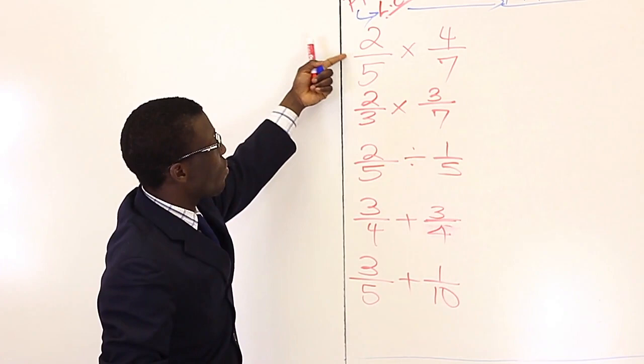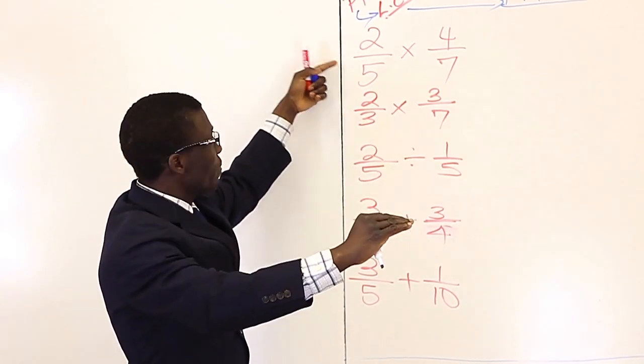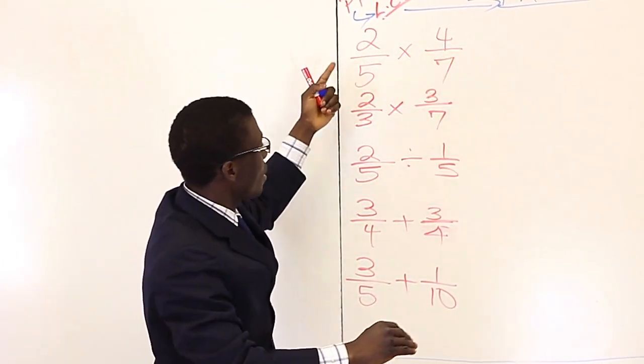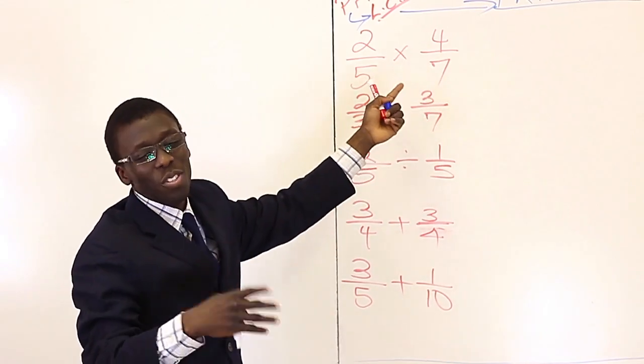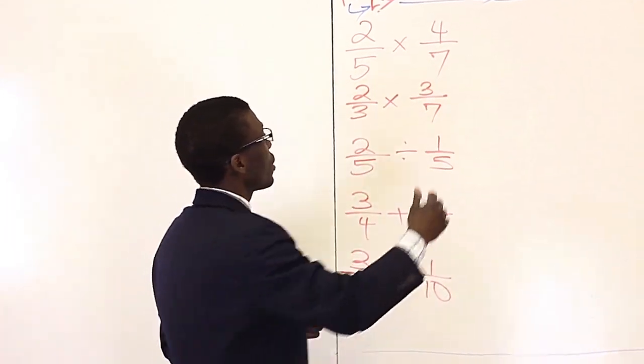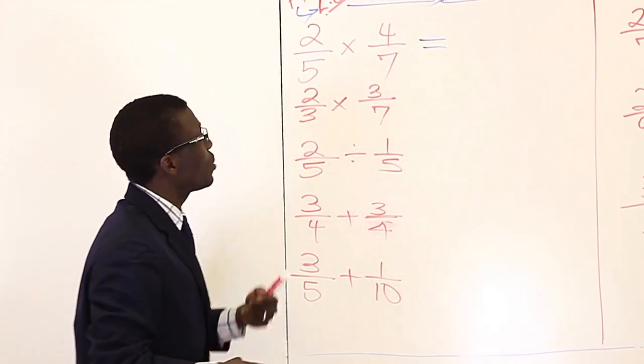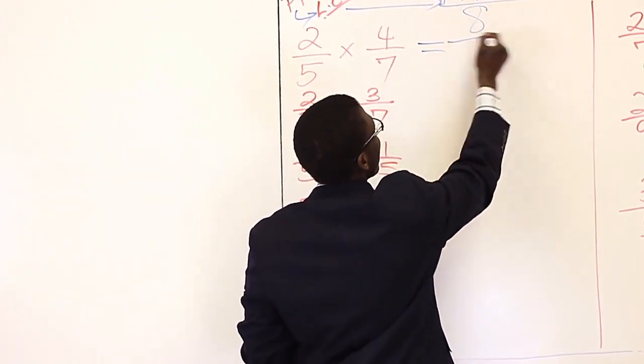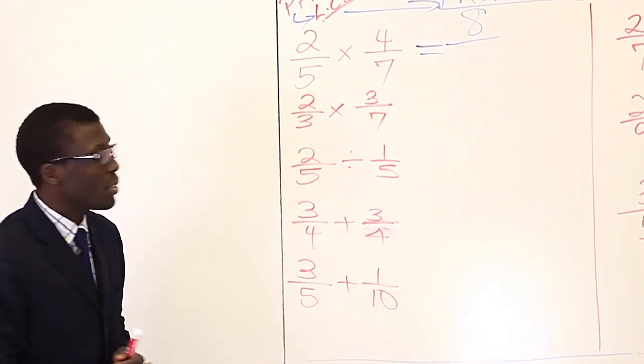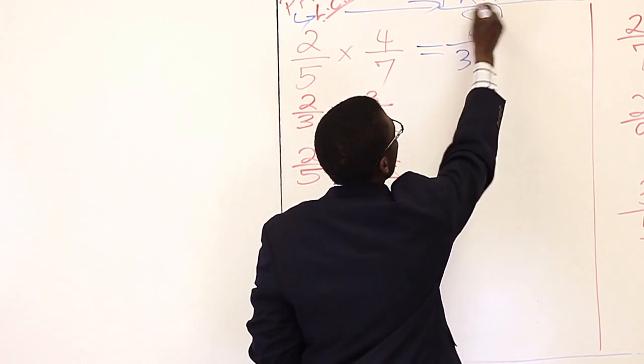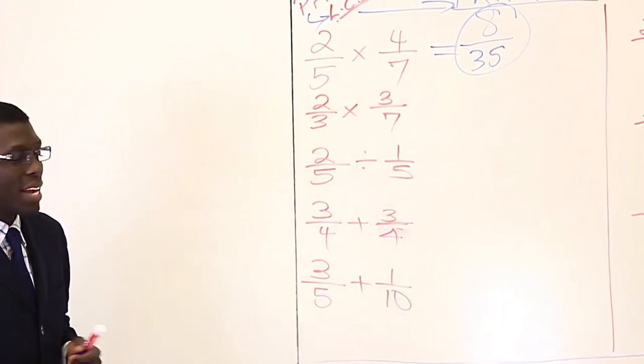So when you're multiplying fractions, it's straightforward. The tops multiply, the bottoms multiply. Now, of course, you need to know how to multiply in order to do fractions. So what's 2 times 4? 2 times 4 is 8. And what's 5 times 7? We're looking at 35. So 8 over 35 is the answer to that one.